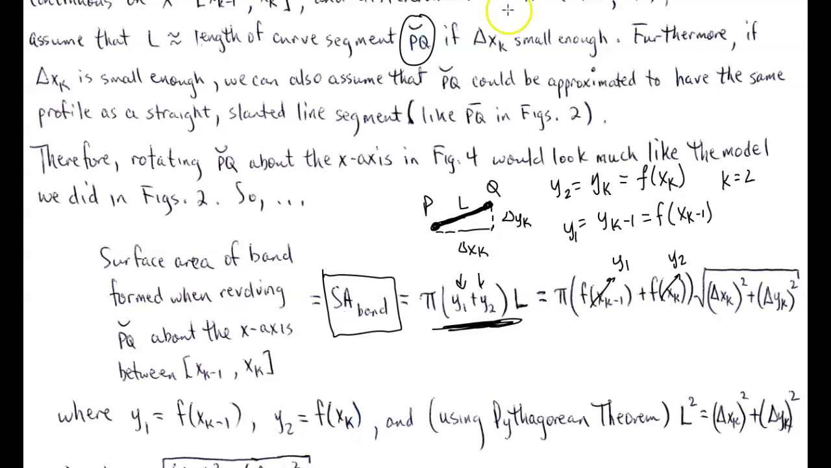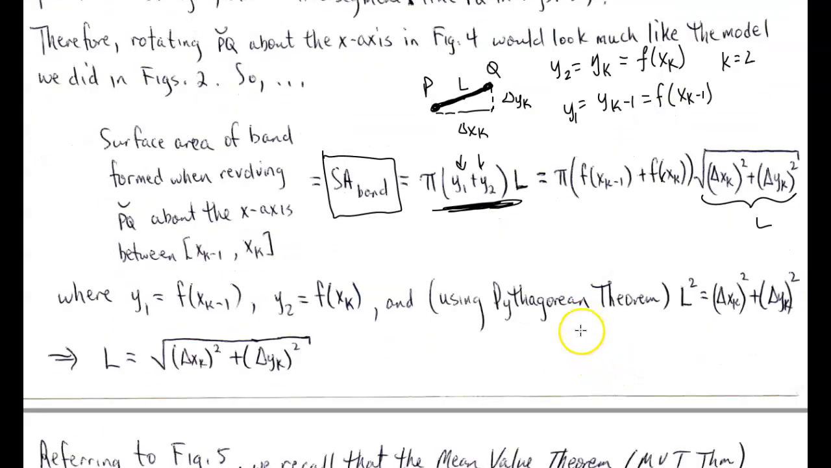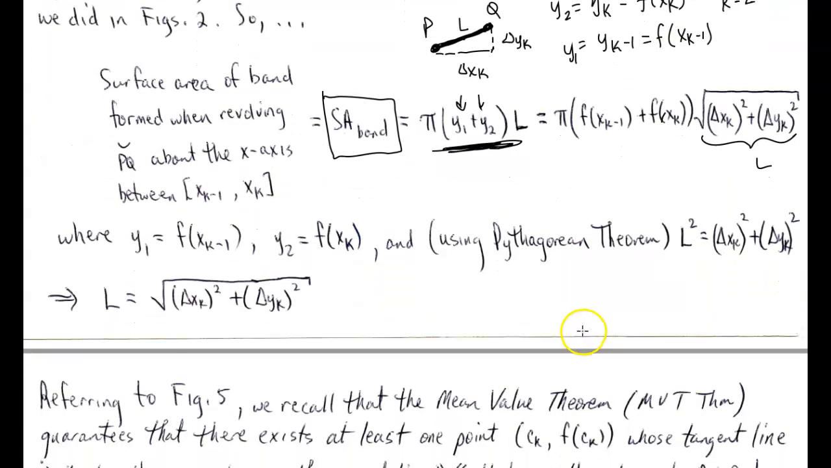So now that we have that established, we also know that L is just going to be the hypotenuse of this right triangle here, okay? Which is essentially just the change in x sub k squared plus the change in y sub k squared, take the square root of that. And that is what you see right here. So this is just our representation for L. And again, I write all the stuff down here.